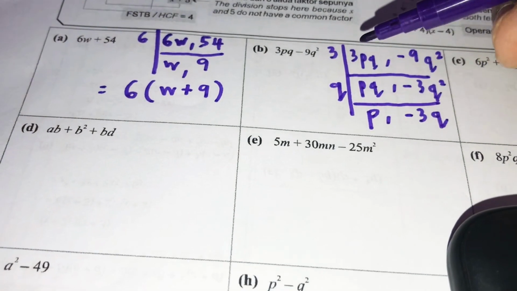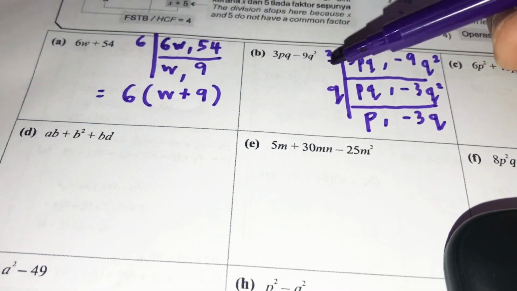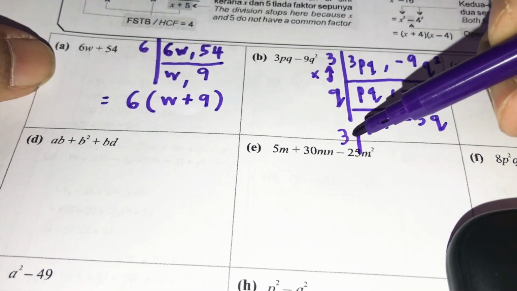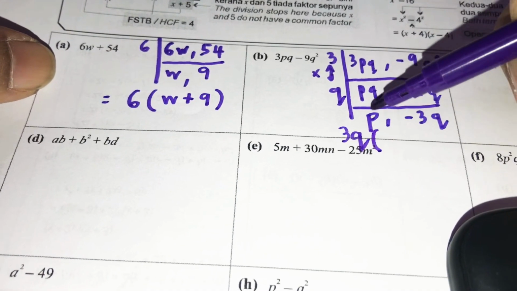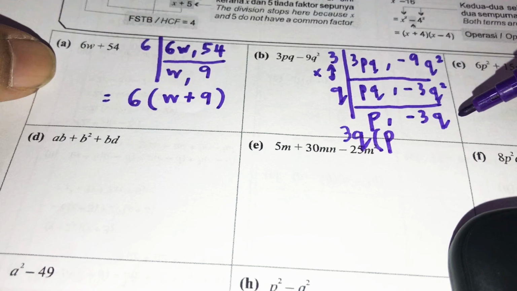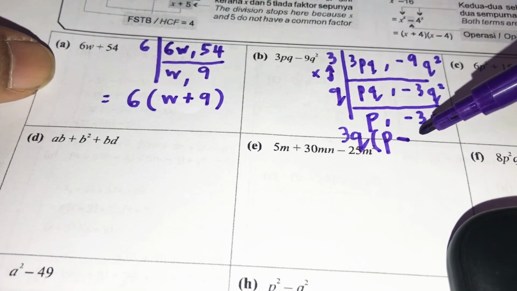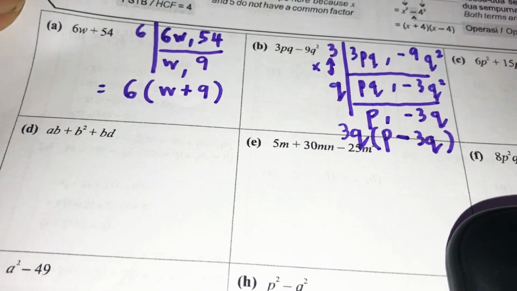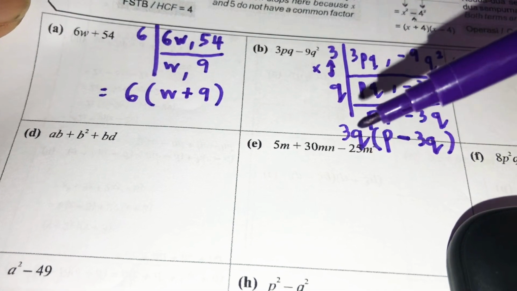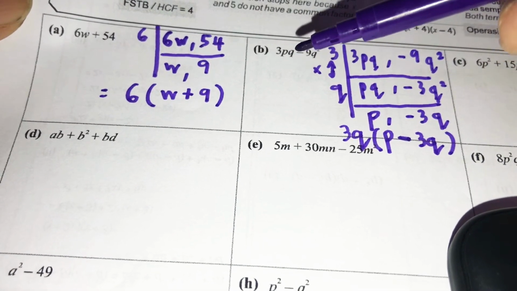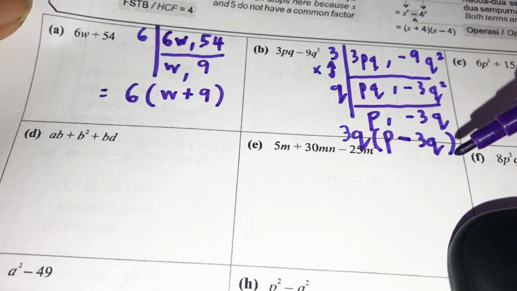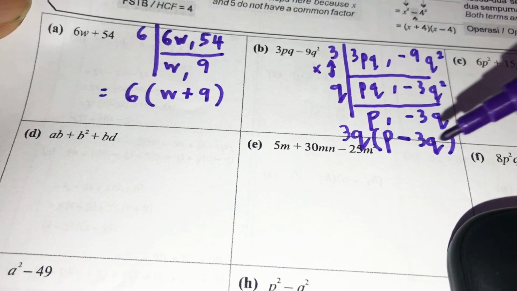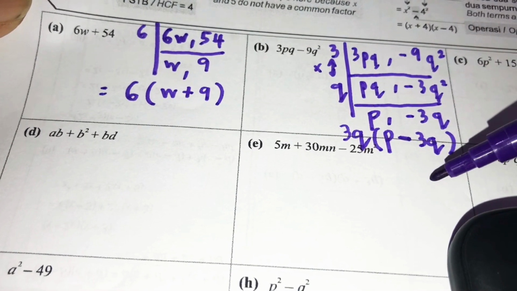Then you get like this. This one you multiply: 3 times q, you get 3q. Open bracket, copy p, and then negative 3q, so you copy back negative 3q. To check your answer, you try to expand. 3q times p, you get 3pq. 3q times negative 3q, positive times negative, negative, 3 times 3, 9, q times q, q square. Okay, correct. So this answer is correct.